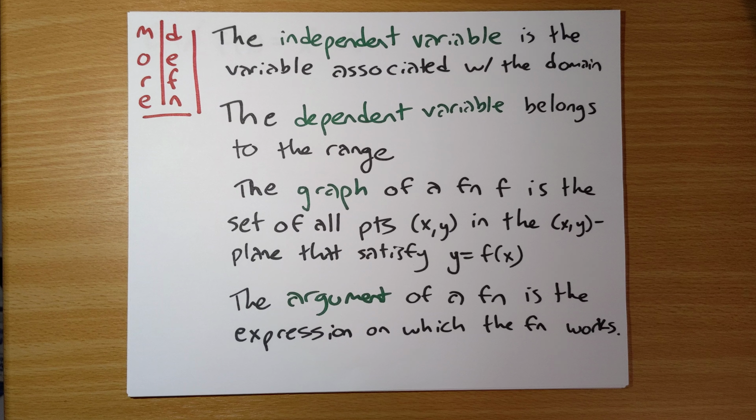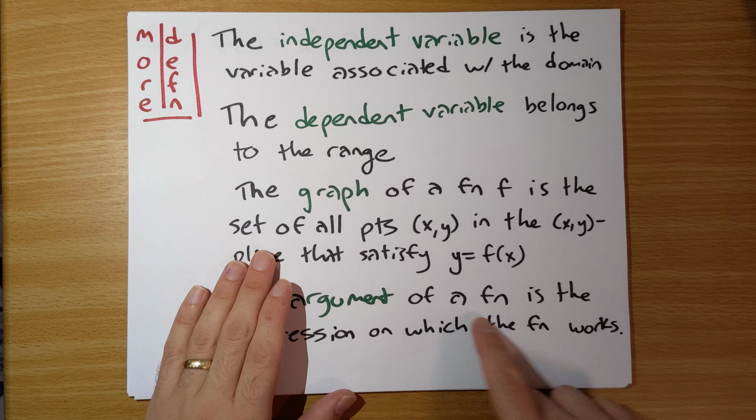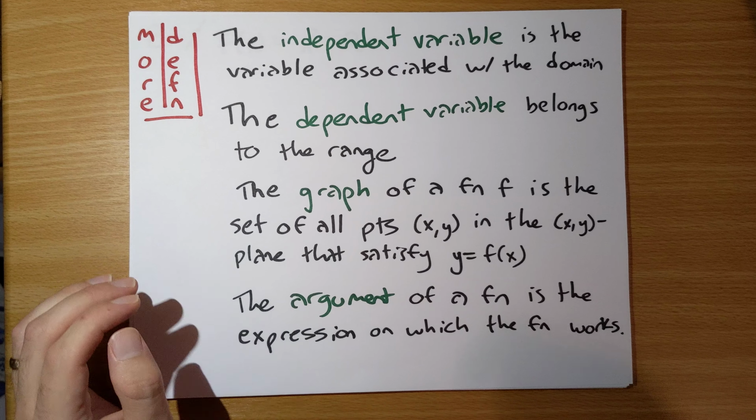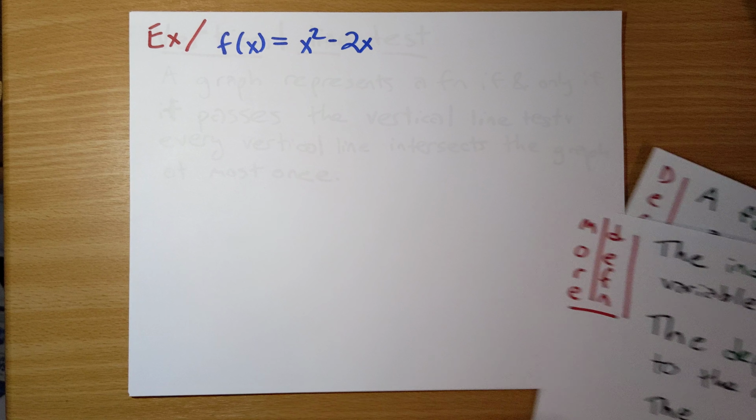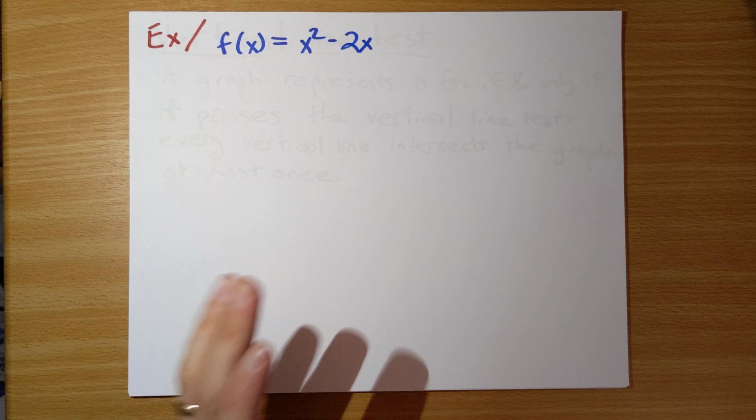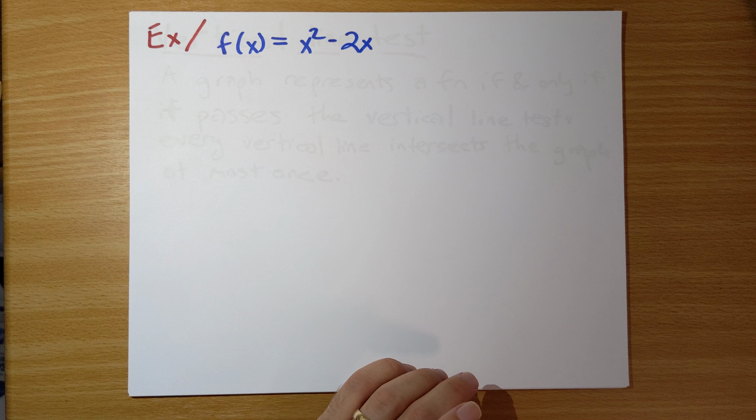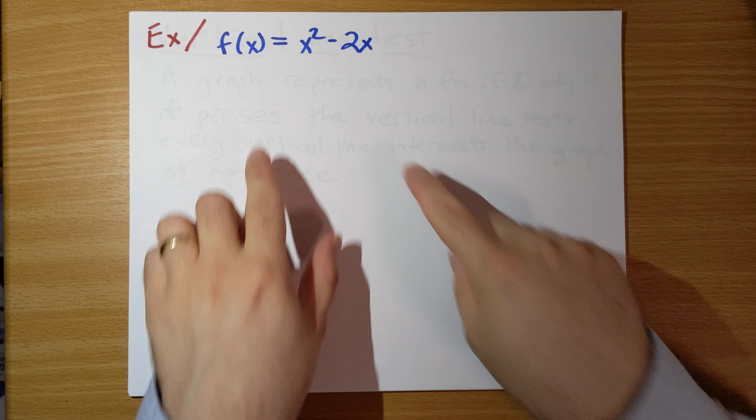The graph of a function f is the set of all points (x, y) in the xy-plane that satisfy y equals f of x. And then the argument of a function is the expression on which the function works. So let's do some very quick examples here to make sure we understand what's going on.